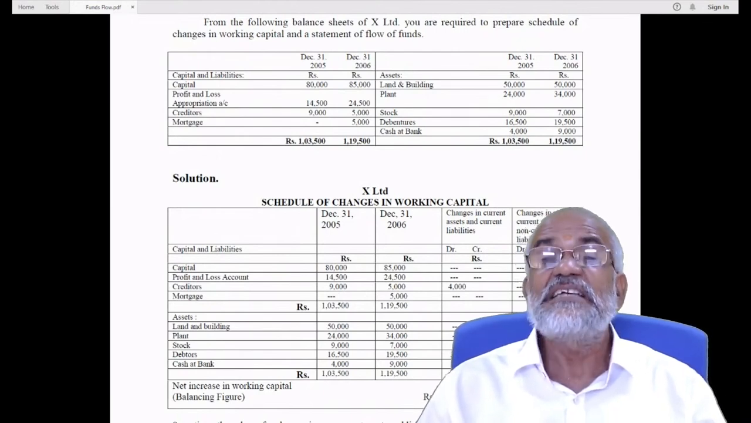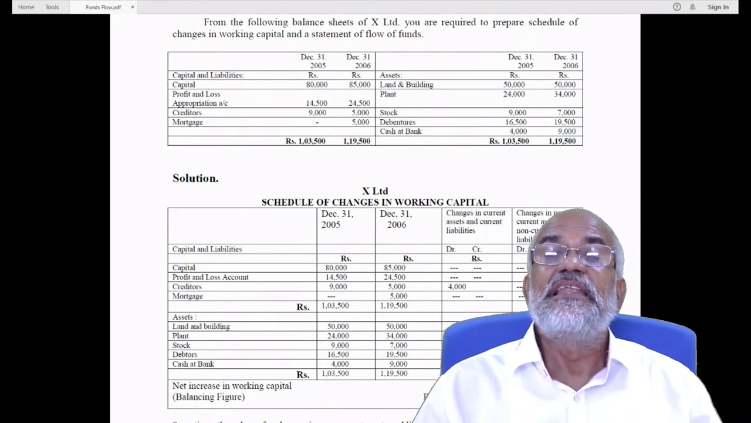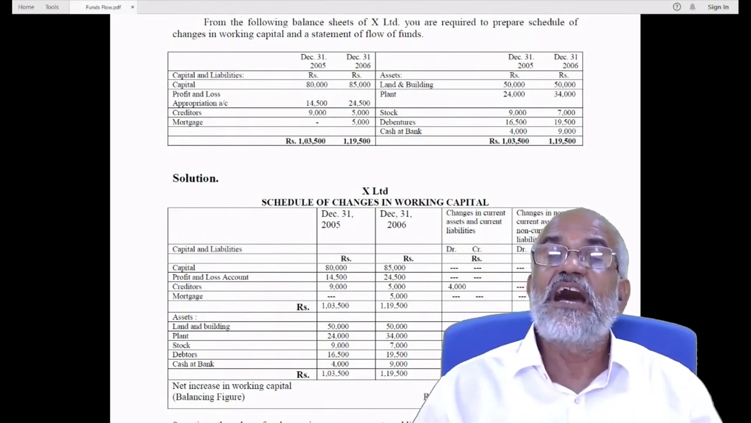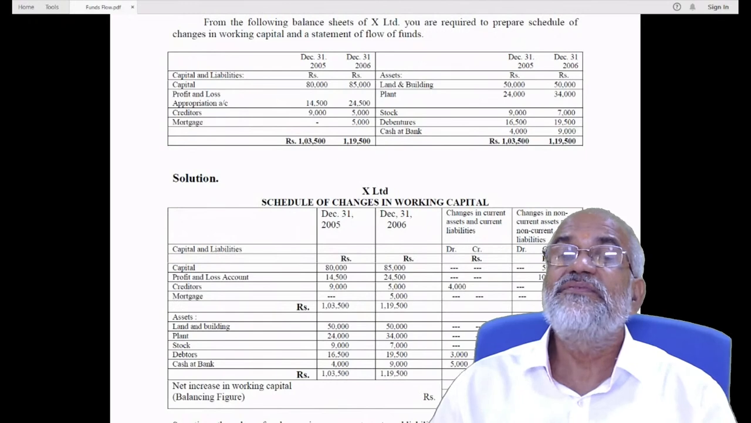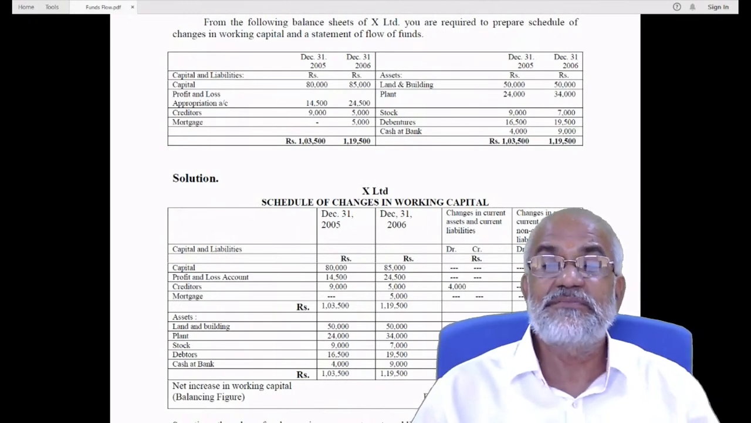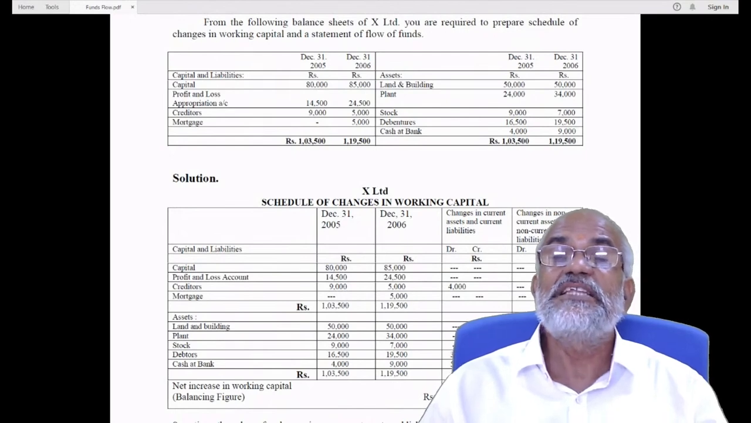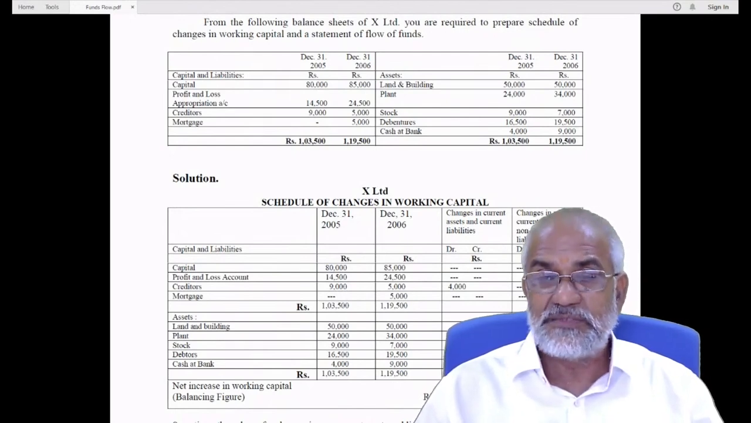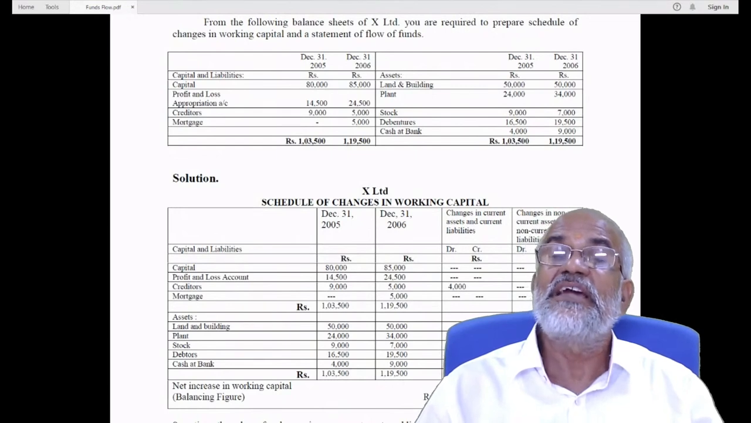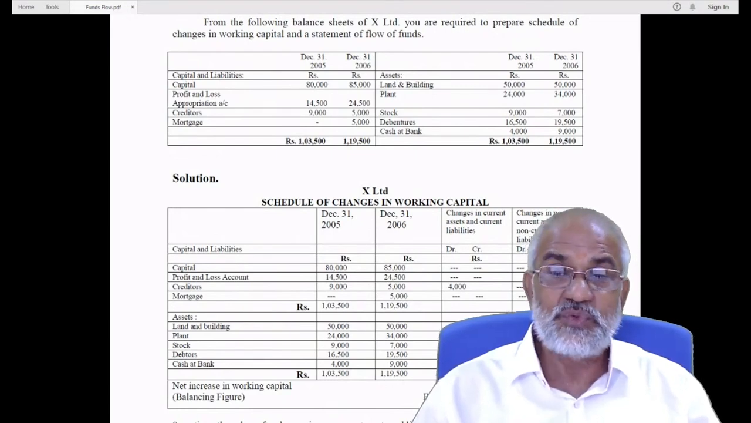Similarly, the assets figures have been given. Land and building was 50,000 as on 31st March 2005, and it remains the same as on 31st March 2006, that is 50,000. Plant and machinery was 24,000 as on 31st March 2005 and 34,000 as on 31st March 2006.